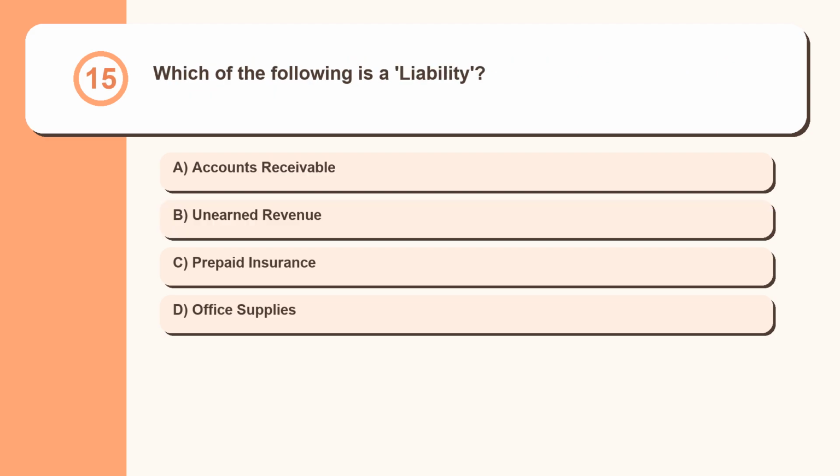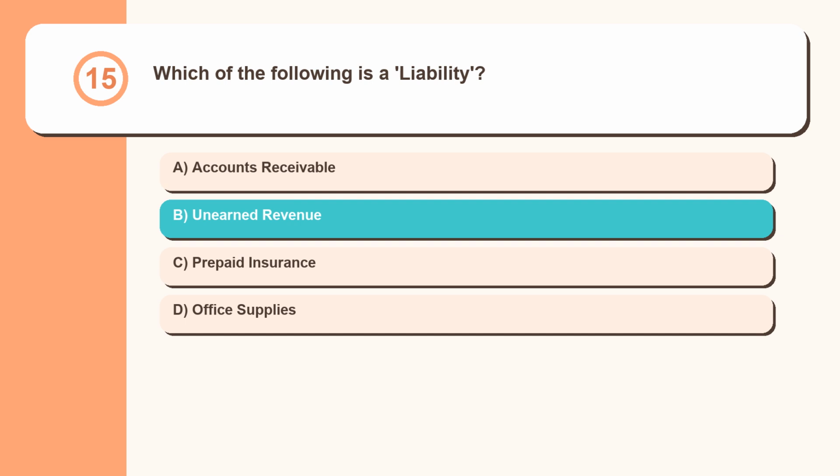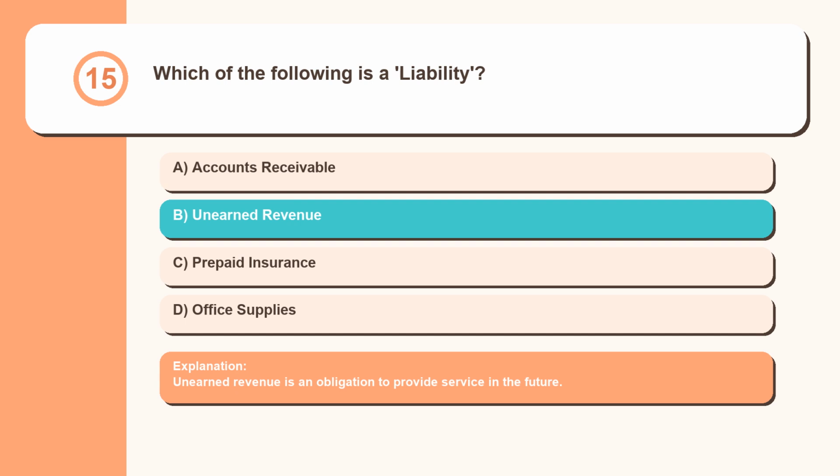Question 15. Which of the following is a liability? Accounts receivable, unearned revenue, prepaid insurance, office supplies. Unearned revenue is an obligation to provide service in the future.